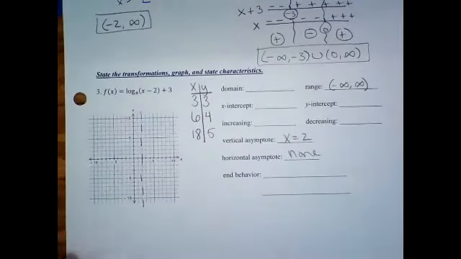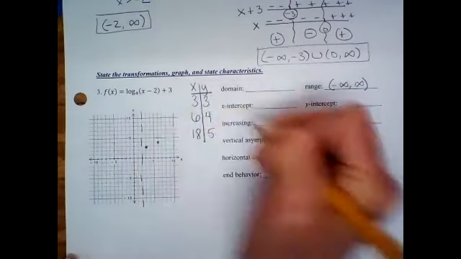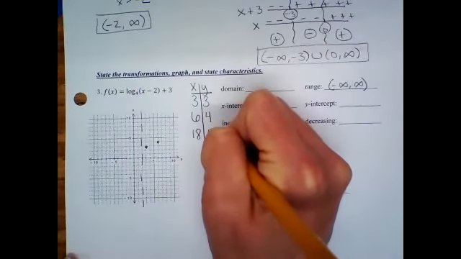You're going to get a sideways swoop. And yeah, 18.5 went off the grid. It would be like over here somewhere.